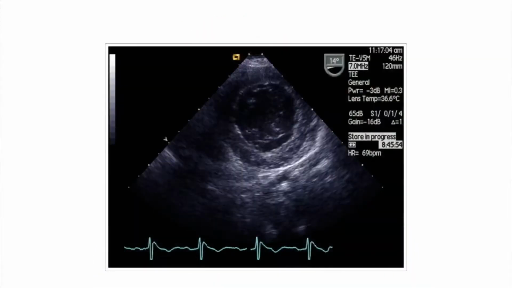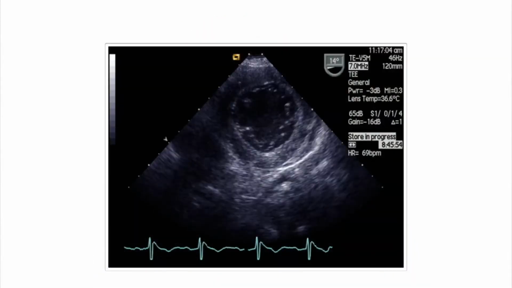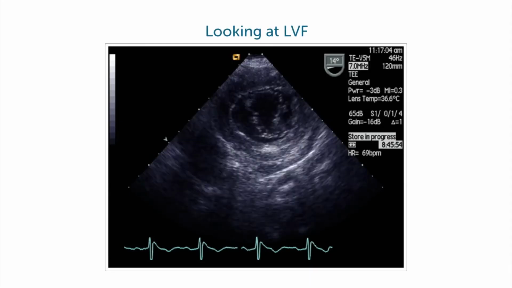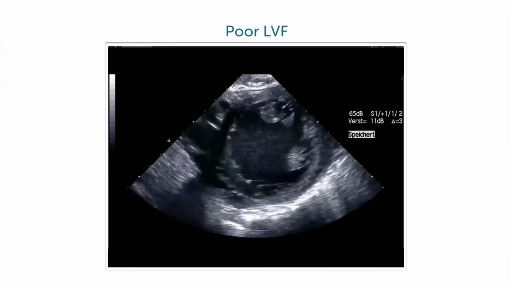To give you a taste of what is important for anesthesiologists, here are a few images. This is a transgastric short-axis view, as you will learn later, but in this view, anesthesiologists would look at left ventricular function. In this case, I guess you all agree that it is normal. This is not the case in this patient.